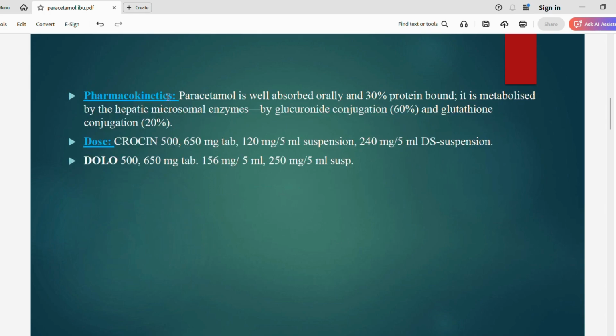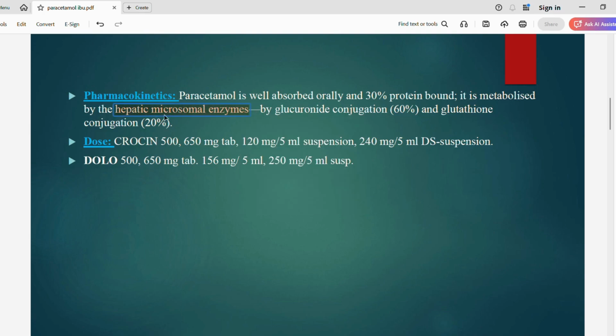So next is pharmacokinetics. Paracetamol is well absorbed orally. That's why it is taken orally. It is well absorbed orally, and 30% is protein bound. Out of 100%, 30% will be bound to protein, and hence it will get metabolized. So it will be metabolized by the hepatic microsomal enzymes.